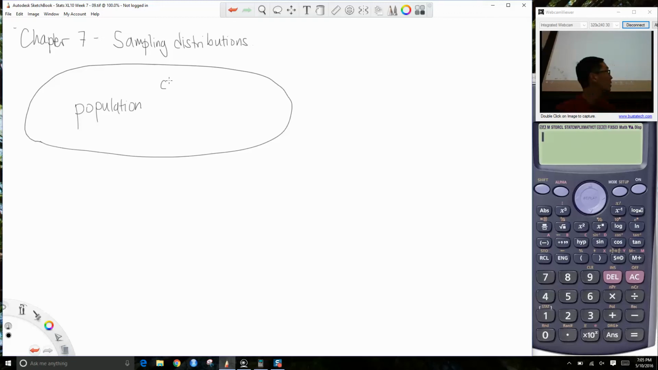Okay. So let's say we are talking about a categorical variable. And so as far as the categorical variable goes, the population is defined by a proportion, okay? So the population has a proportion P.